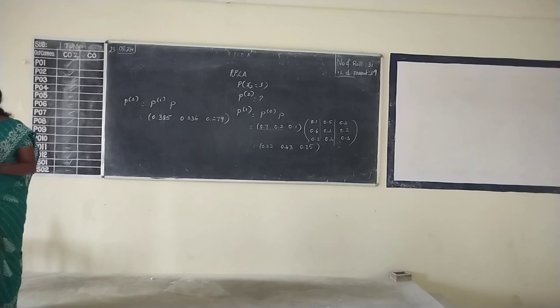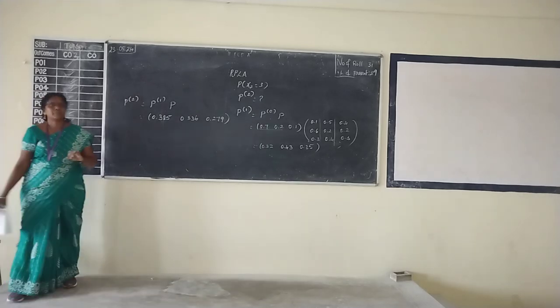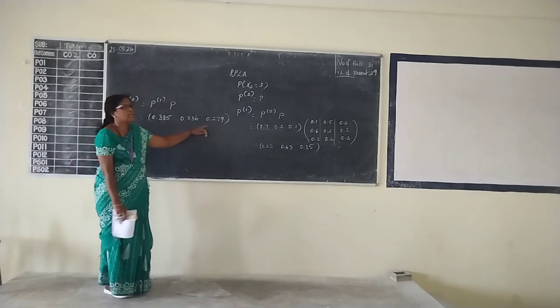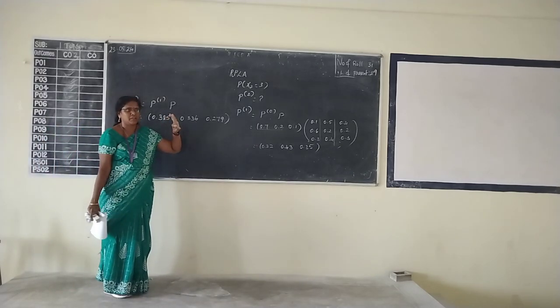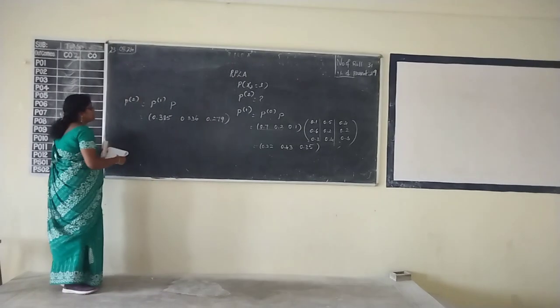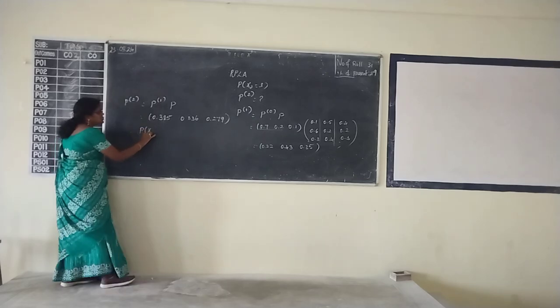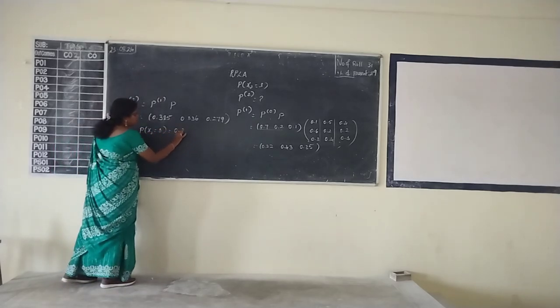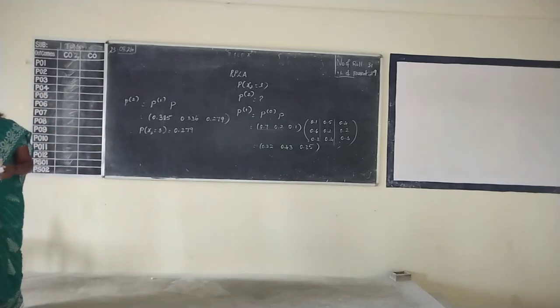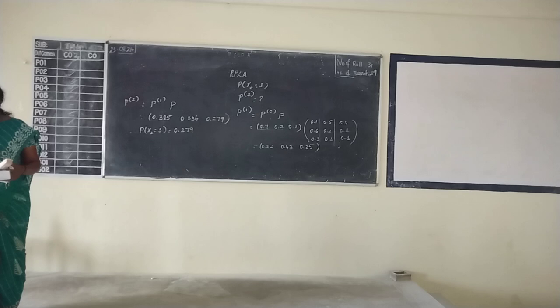Are you supposed to find P3? No, no. What is the question? Probability of X2 equal to 3. Tell me the answer. 0.279. In any state, when you want the third state, what is the state value? 0.279. Therefore, probability of X2 equal to 3 is equal to 0.279. You understand how to discuss this type of problem?